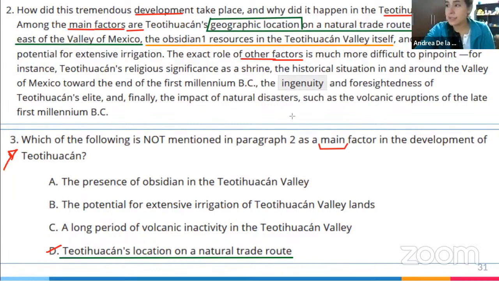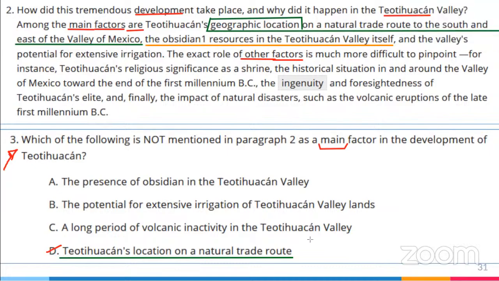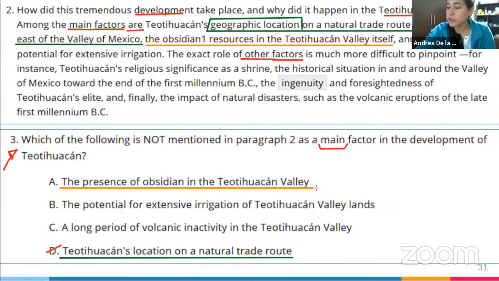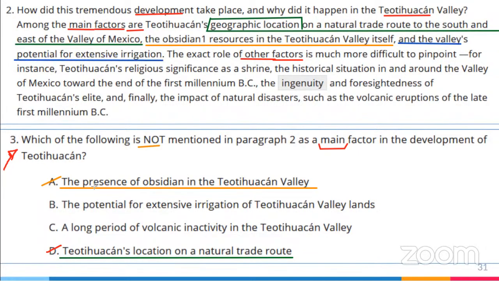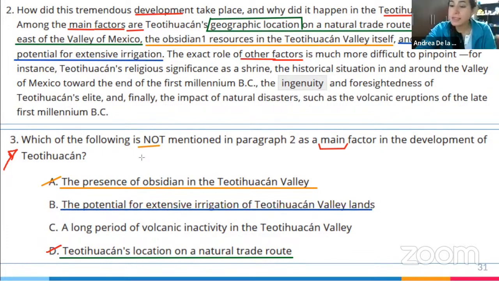So what option says that? A. Exactly. Option A mentions the obsidian resources. So since option A is mentioned and they're asking for something that's not mentioned, we can eliminate option A as well. And then the third factor is the valley's potential for extensive irrigation. So what option says that? B. Exactly. So option B is mentioned, we can eliminate it. The only one that's not mentioned as a main factor is option C. You guys were correct. Perfect.